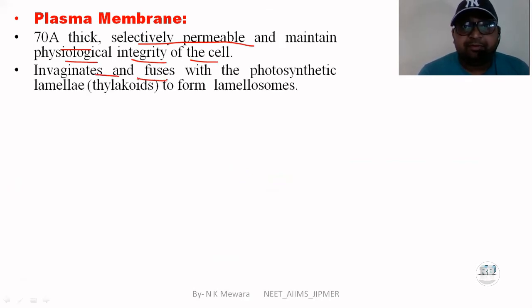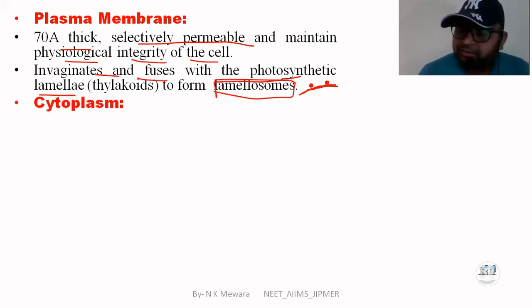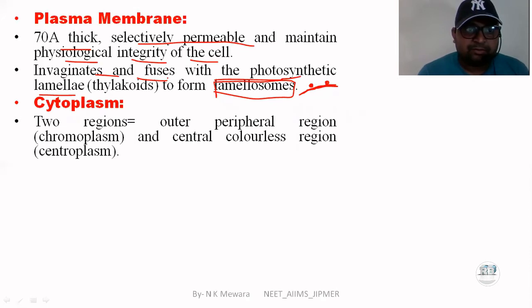It invaginates and fuses with the photosynthetic lamellae. This plasma membrane fuses with the photosynthetic lamellae and forms the lamellosome. I have already told you about that structure on the lamellosome. Next, the cytoplasm has two regions.